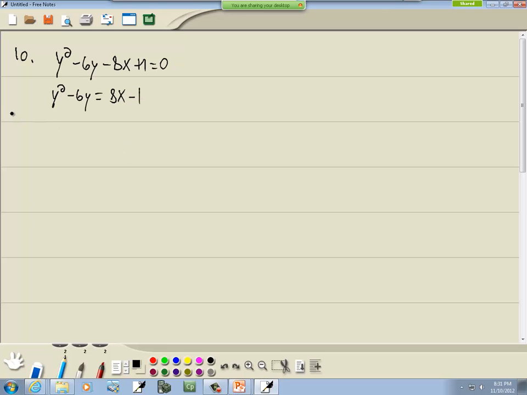Complete square on the y's, so we'll take the number before our y, which is negative 6, multiply it by half and square it. Negative 6 times a half is negative 3, and negative 3 squared is 9. And we'll add that to both sides.